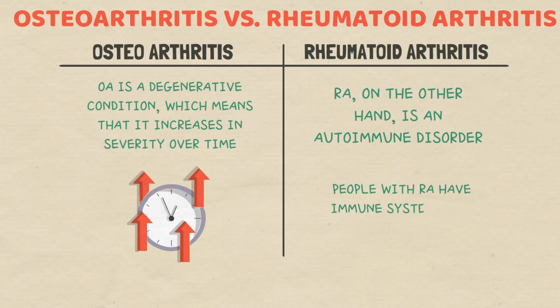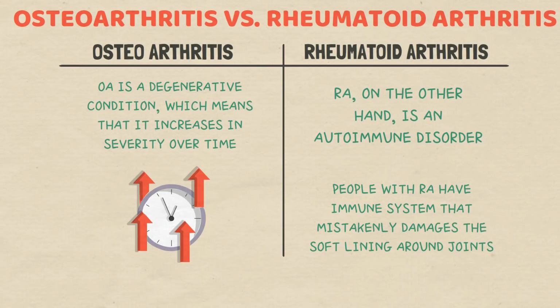People with rheumatoid arthritis have an immune system that mistakenly damages the soft lining around the joints. As the immune system damages the joints, fluid buildup within the joint occurs, causing stiffness, pain, swelling, and inflammation. To know more about rheumatoid arthritis, watch our video by clicking the banner above.